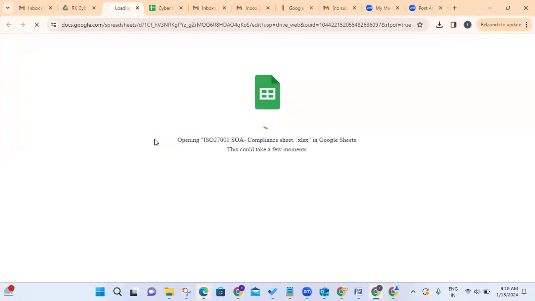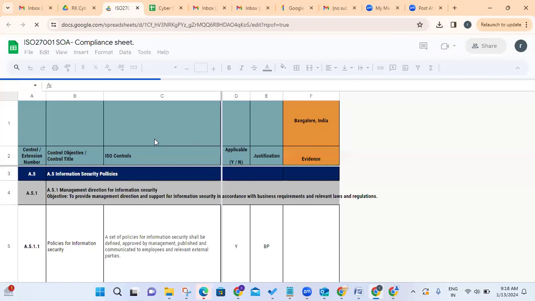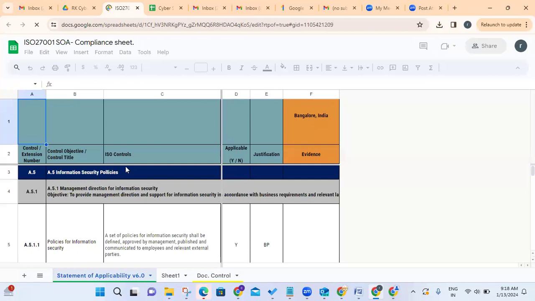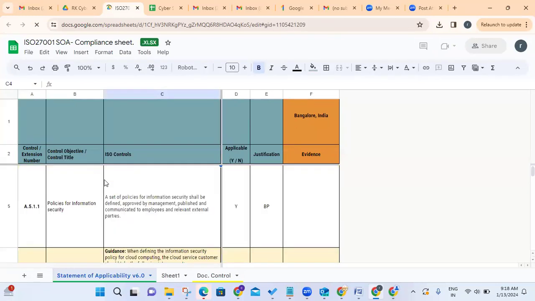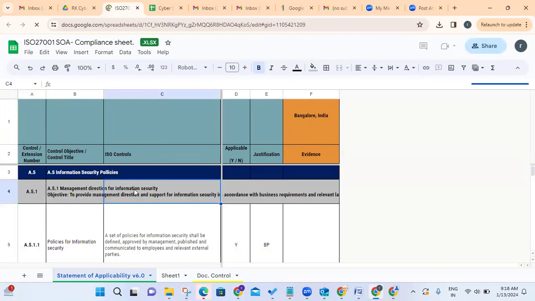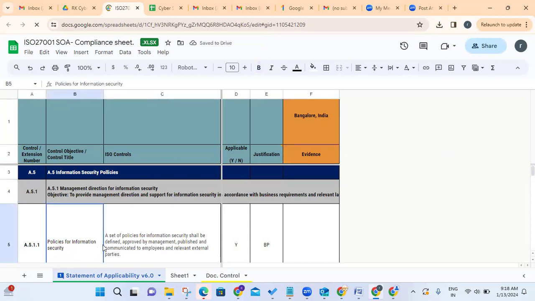There are 14 clauses, A5 to A18, and all those controls are in this sheet. A5 belongs to information security policies. Under that we have A5.1.1, policies for information security. Yes or no. There are three different options: one is yes, the second is no, and the third is not applicable.